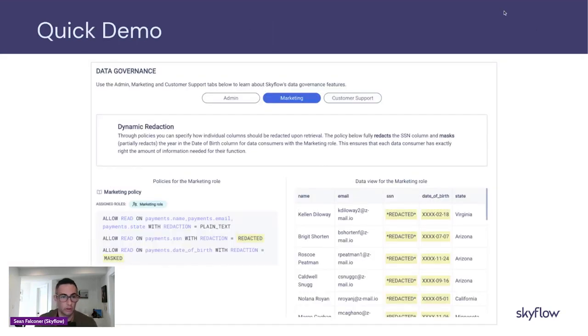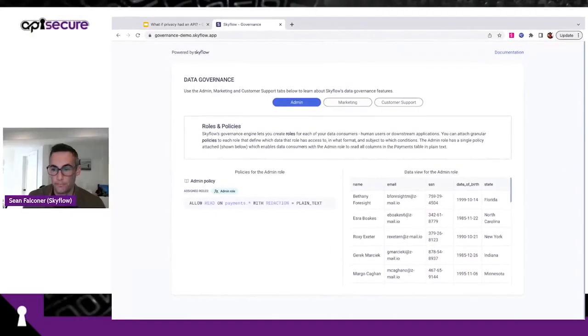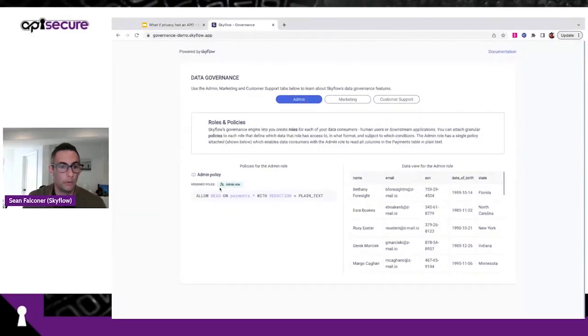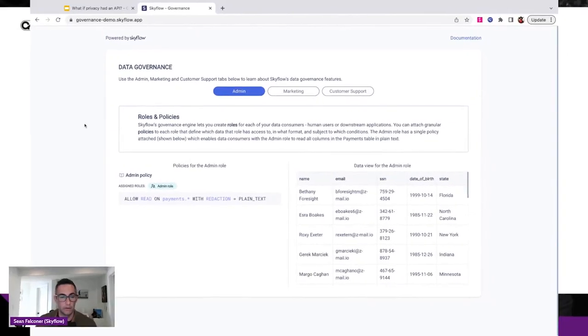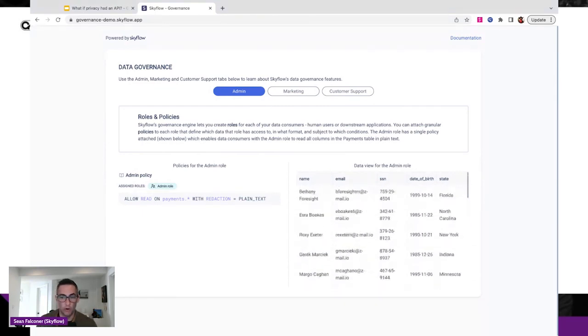So we'll take a quick look at a demo here. I'm going to jump out of my slides and go over this demo. So here we have a demo of how data governance works. We have 3 different roles defined: admin, marketing, customer support. And you can see there's a bunch of data about customers within a vault structure here. And the admin clearly can see everything here. You, of course, wouldn't want to have an admin role with this level of access. It's going to cause some problems for you.